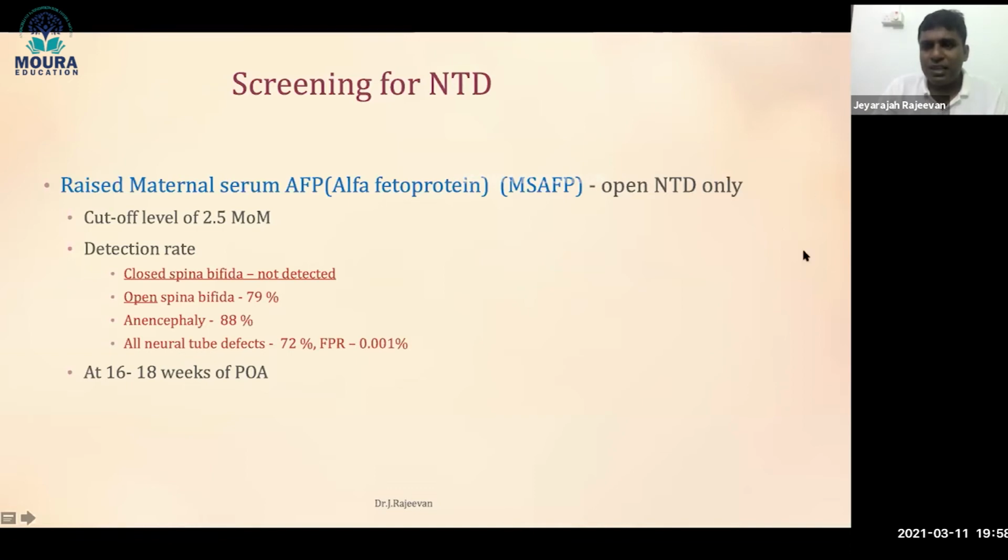So 79% is the detection rate with alpha fetoprotein. If it is anencephaly, obviously it's 88%. So anencephaly will be identified with alpha fetoprotein by 88%. Do you understand? And also, as we discussed, we can identify it with the ultrasound scan also.